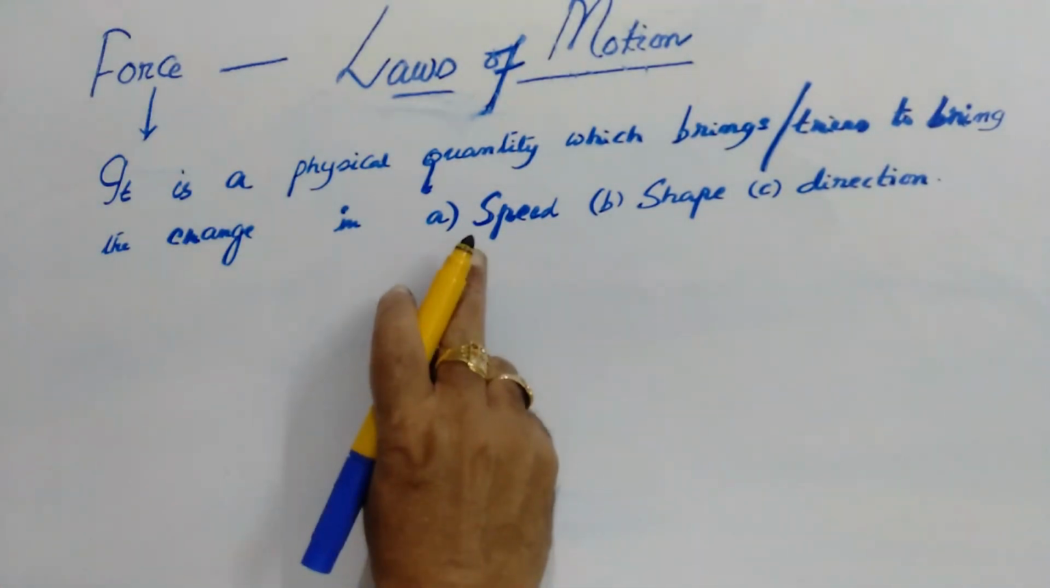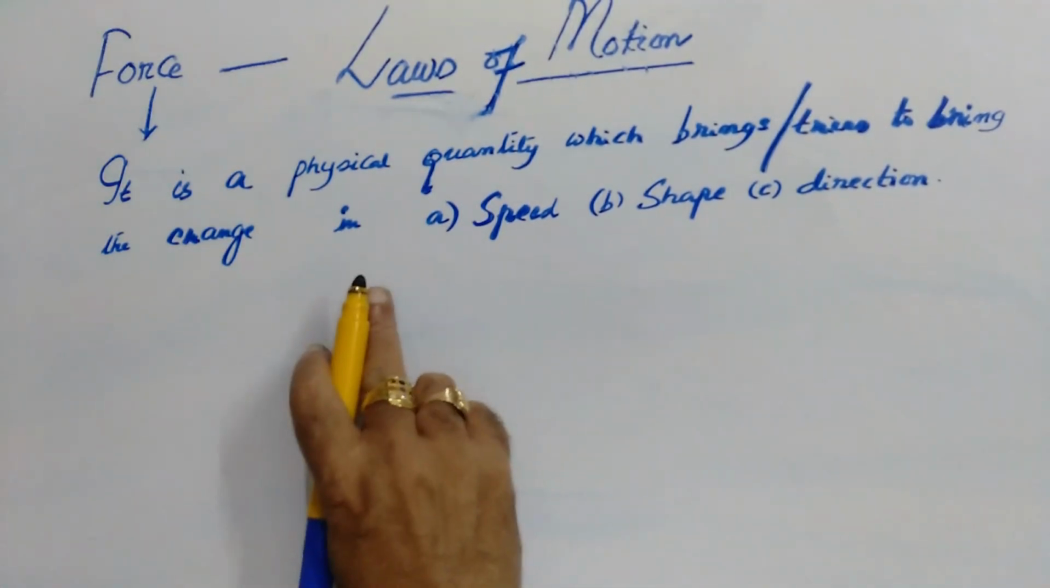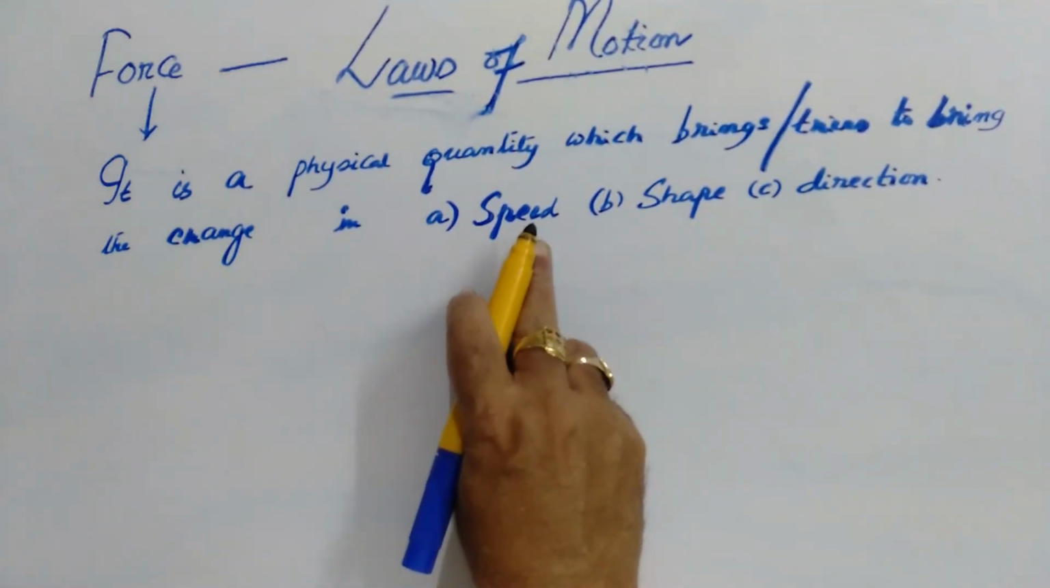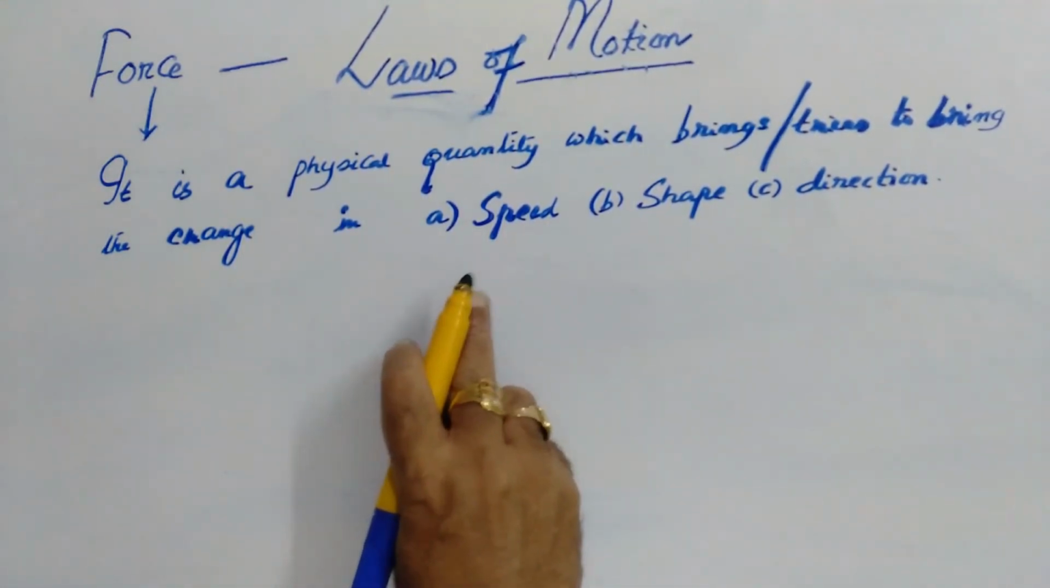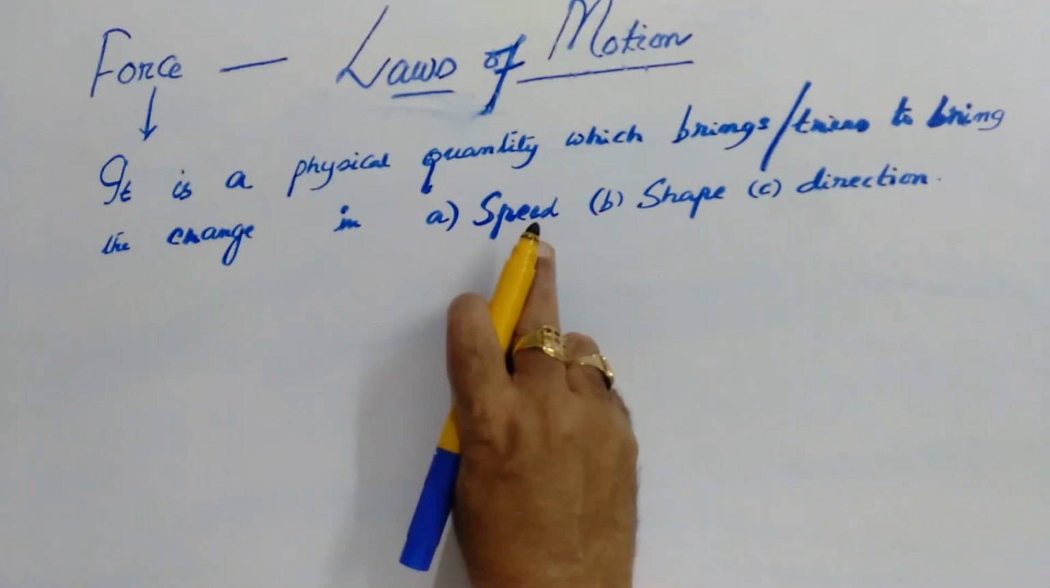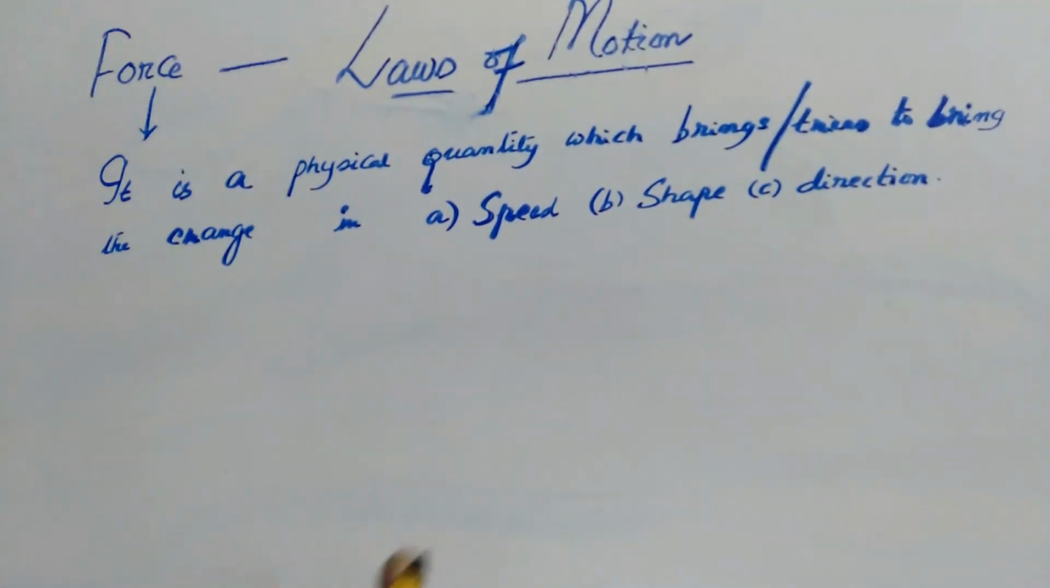That means if the object is at rest, if you want to give some speed to it, then we have to apply force. Suppose the object is already in motion and you want to stop it, then you require some force. Similarly, if you want to change the shape or configuration of an object, you require some force. Next, if you want to change the direction, then also you require force.